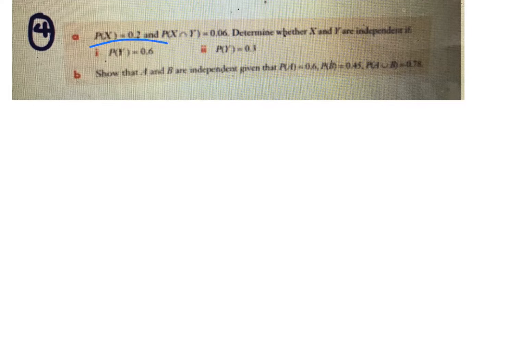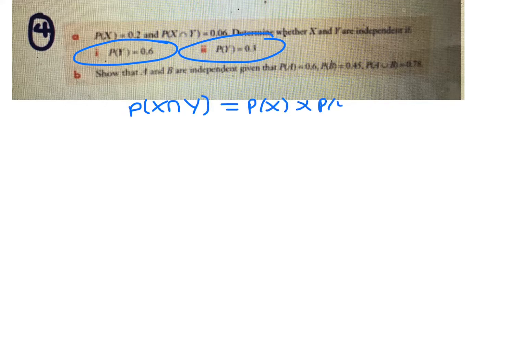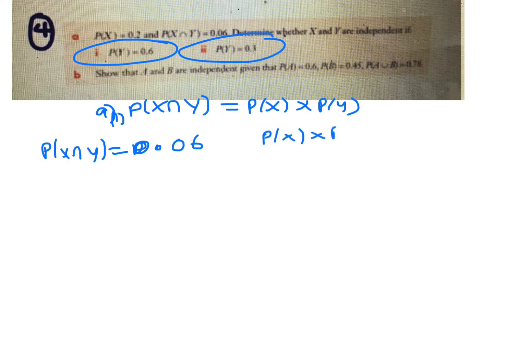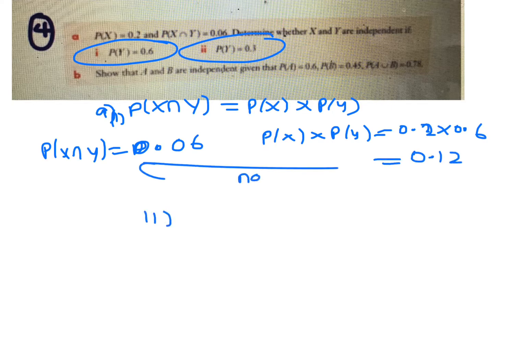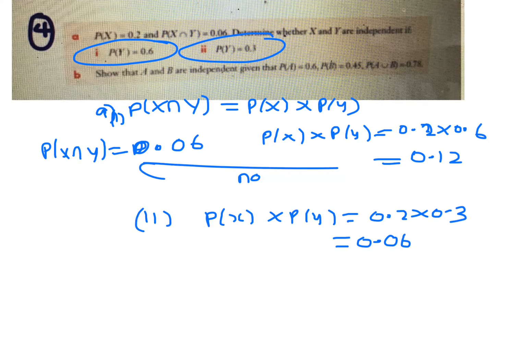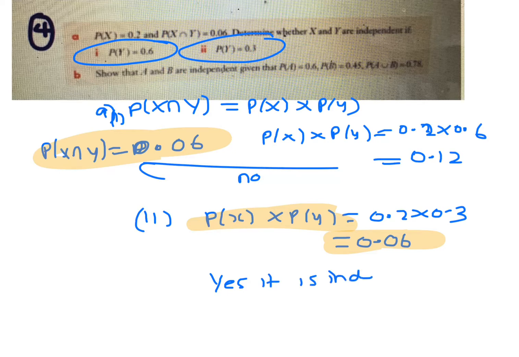Okay, so I just want to look at these questions. So the first one, I'll just do this part here. We want to determine whether they are independent or not independent. So the probability of X intersection Y has to equal the probability of X times the probability of Y. All right, so the probability of X intersection Y is 0.06. And the probability of X times the probability of Y would be 0.2 times 0.6, which is 0.12, and these are not equal, so no, part one's not independent. When we go to 3, the probability of X times the probability of Y would be 0.2 times 0.3, which is 0.06. And you can see that that is the same as that. So therefore the second one, yes, it is independent.